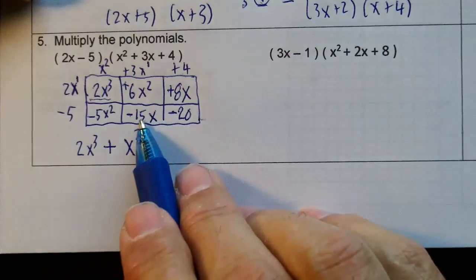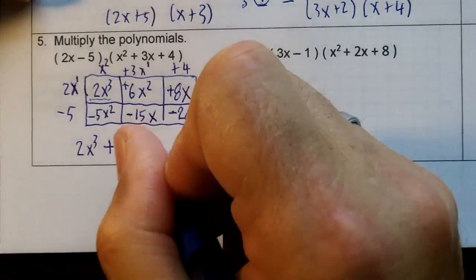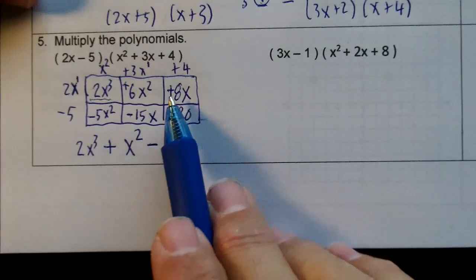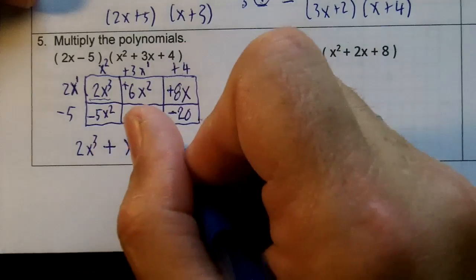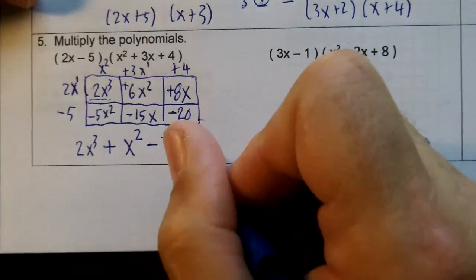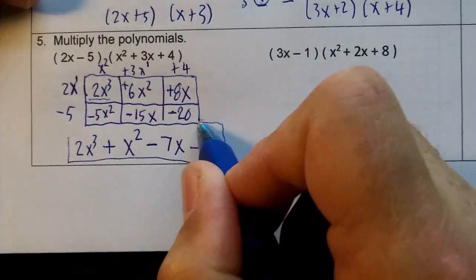Right here we have a 15x and an 8x. 15 is larger and the sign's negative, so the negative drops. The signs are different. You won't add, you'll subtract. So take 8 away from 15, you'll get 7, and the letter stays x, and the negative 20 drops. So this right here would be the product.